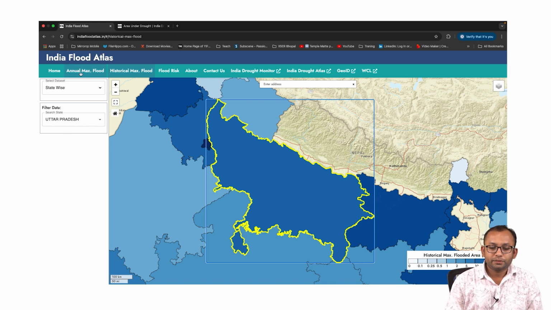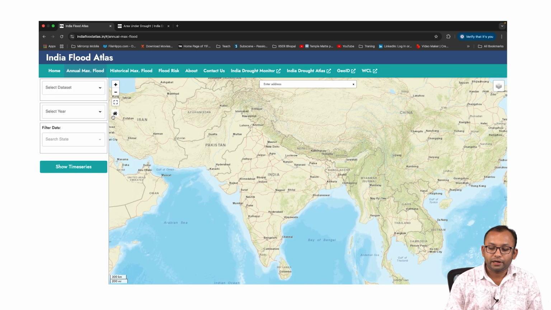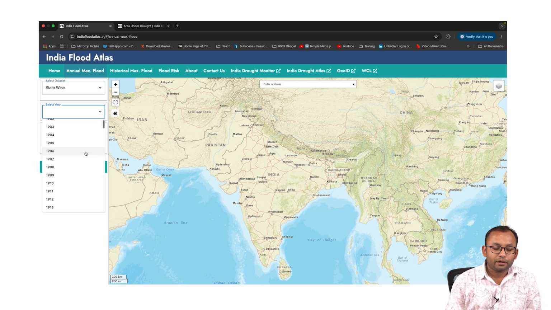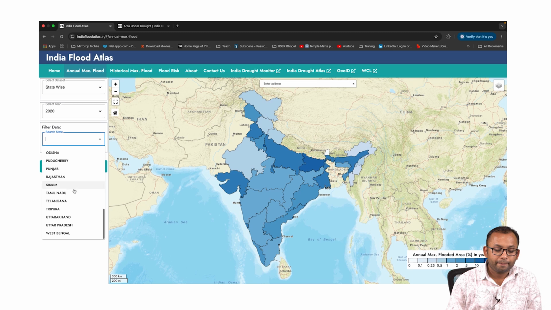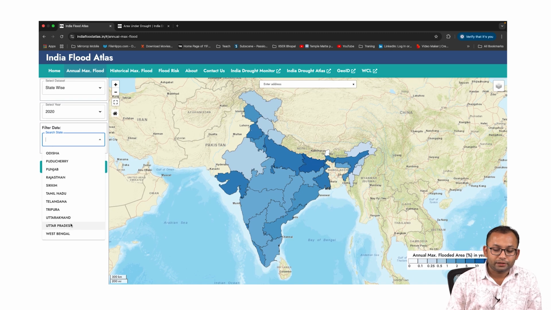If you go to this particular tab, annual maximum flood area, you can again select state wise, and now select a particular year, let us say the latest year 2020, and then here the state, let us say Uttar Pradesh.